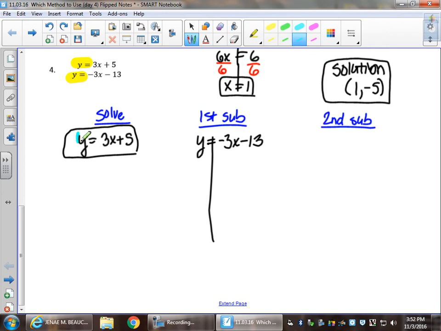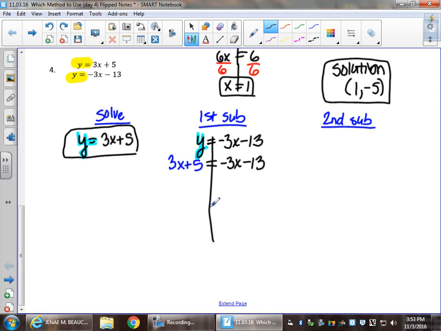This says y equals. So where I see y, we will substitute in 3x plus 5. Everything else will come down, equals negative 3x minus 13. Now the key here, folks, you cannot combine like terms across this line. That's the number one thing I see people do.